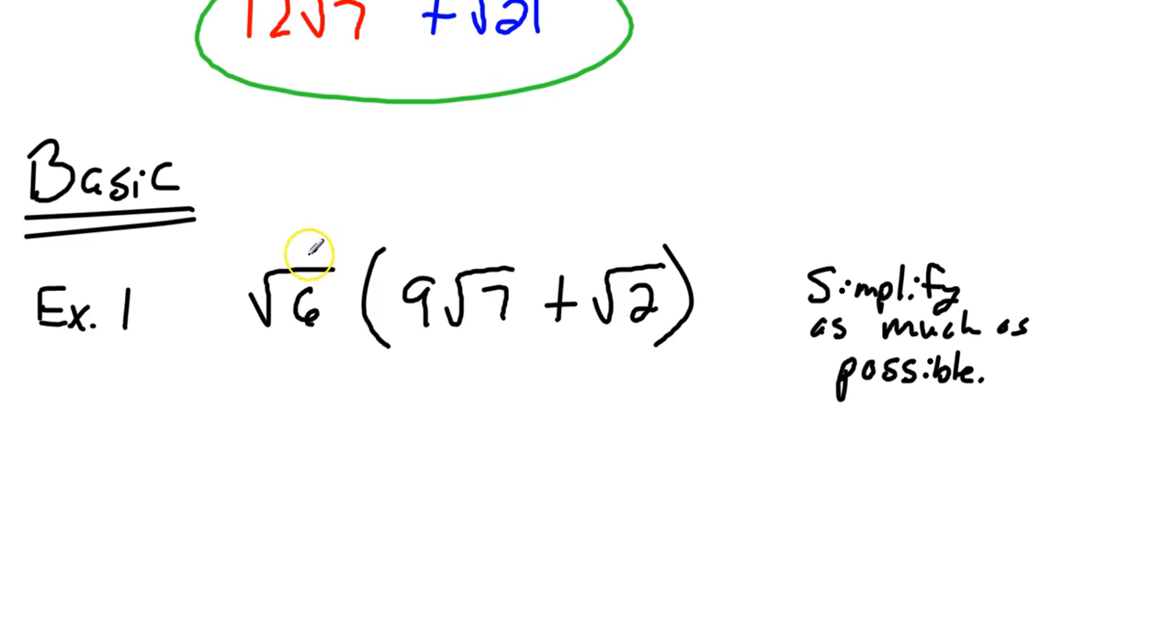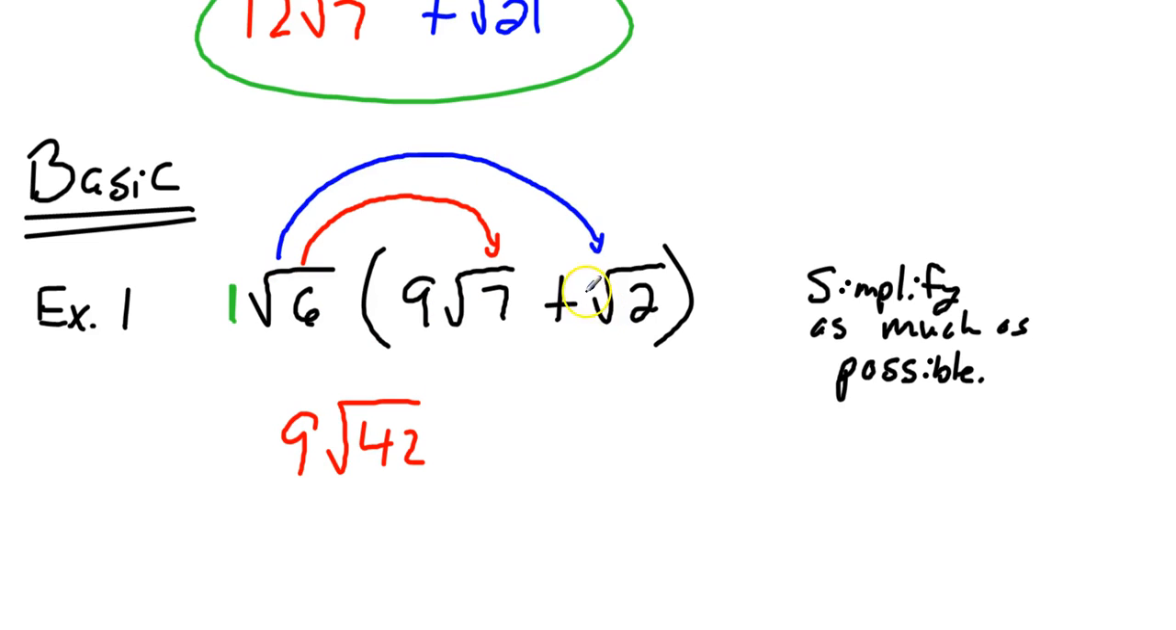Okay, we'll still do the same thing here. We'll do square root of 6 times square root of 7. And again, if you want to put a 1 in front of that one, it is 1 square root of 6 times 9 square root of 7. So if you do 1 times 9, that's 9. 6 times 7 is 42. Okay, and then we'll do the same thing again. This time on the outside, it's 1 times 1. So that's 1, which we don't need. 6 times 2 is 12.